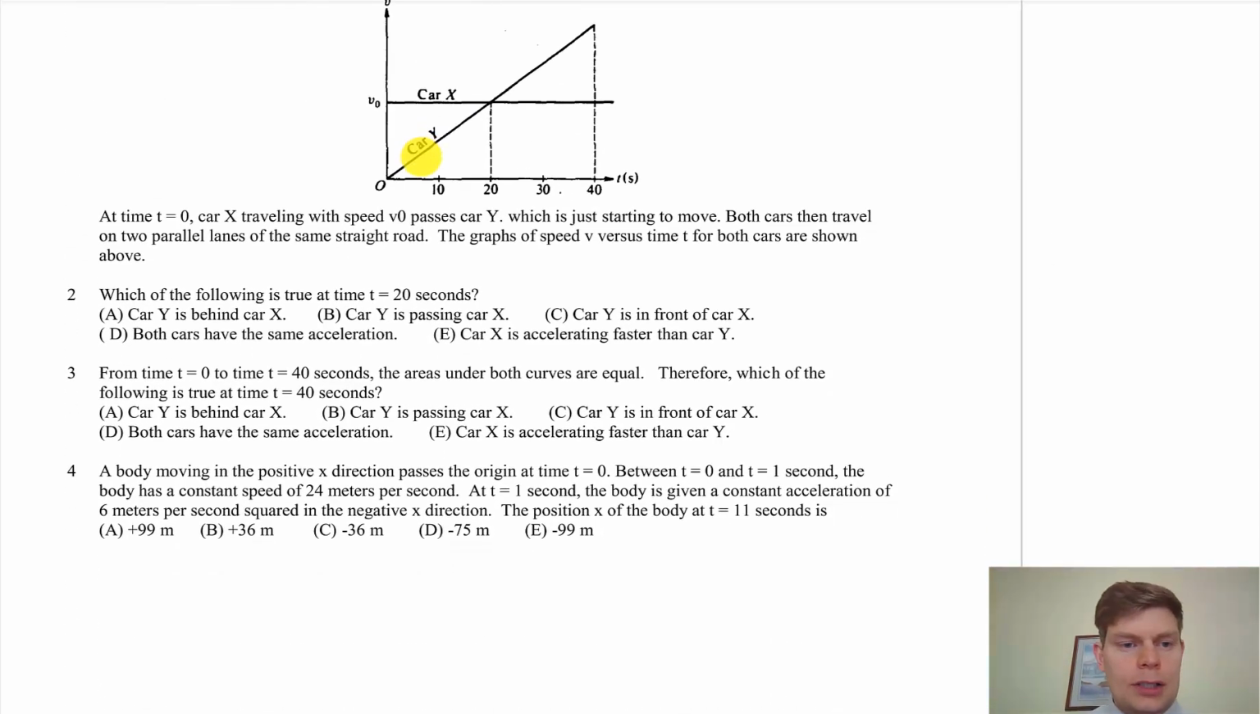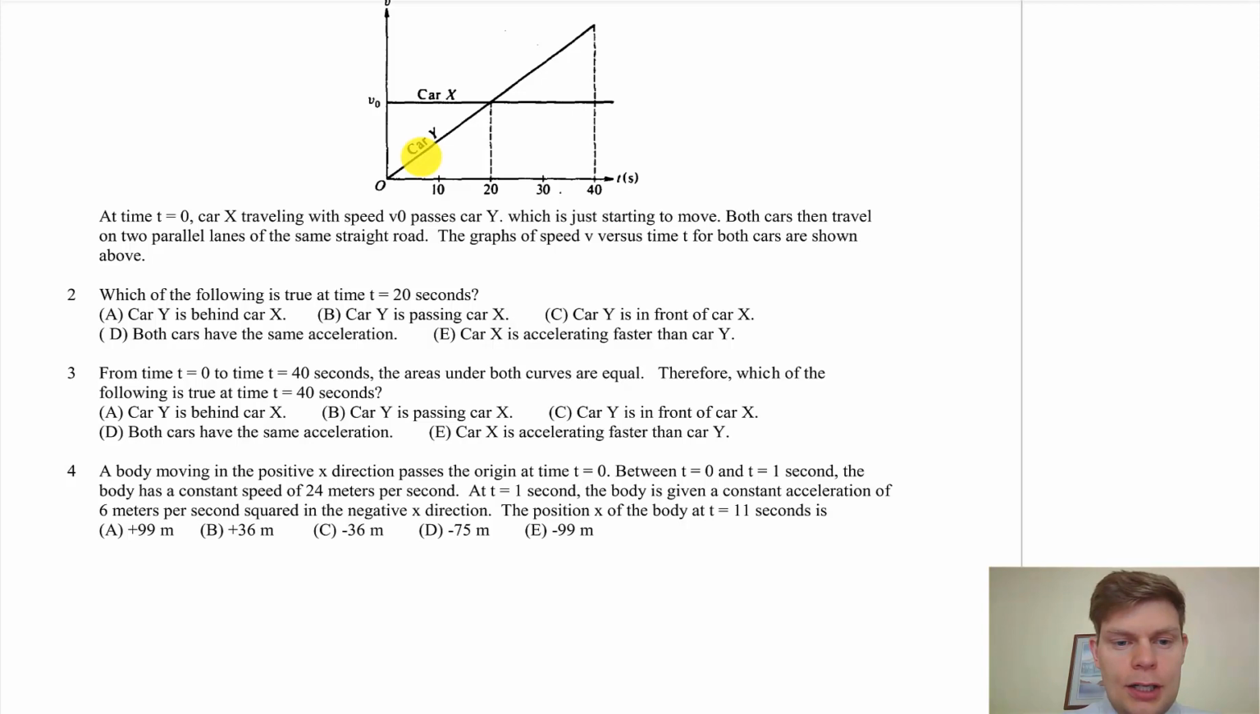Number 2, so we got this car X that starts out really fast right at the beginning. I guess it was zooming right to the starting line and the other one had to hit the gas when the start happened. But car Y has a bigger max speed, so it gets going faster. Car X just has its constant speed. Anyway, so we want to know what is true at time 20. And keep in mind, area under a graph is displacement. So these guys are not passing each other at this point because car Y has a much bigger area under the graph, or twice the area under the graph, in fact.